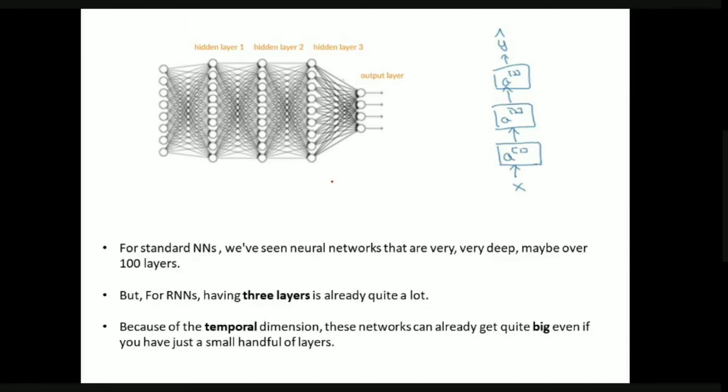Because of the temporal dimension, isn't it? RNNs work based upon the temporal dimension. Because we are unrolling each and every unit in time, these networks will already get big. So if we are unrolling them in the temporal dimension, having a small number of layers also accounts for large complexity. That is the reason we most frequently have 2 or 3 layers for these deep RNNs.